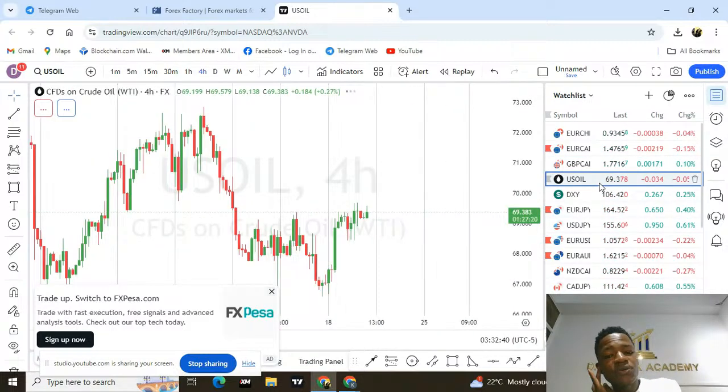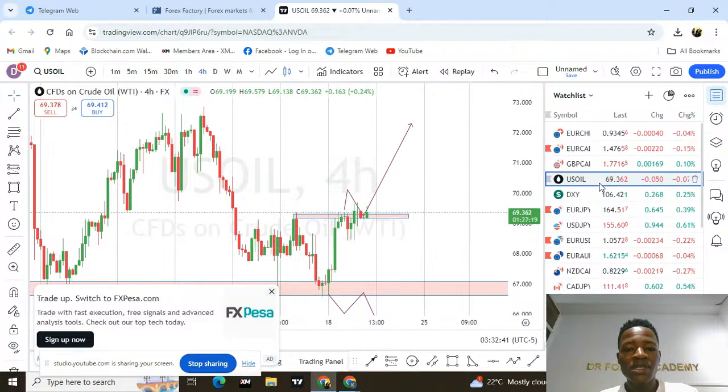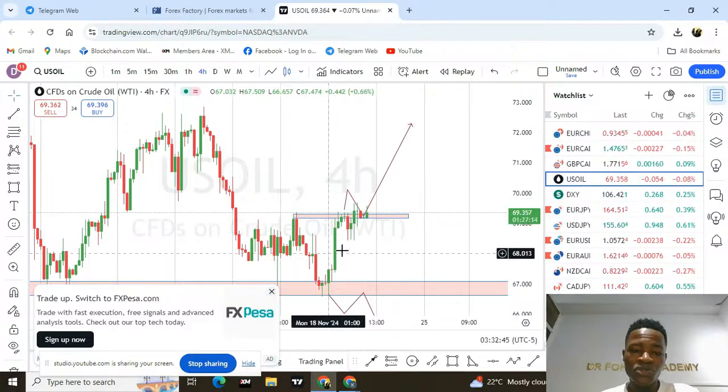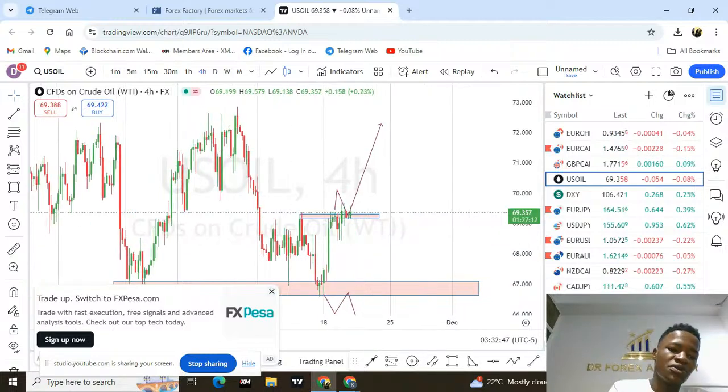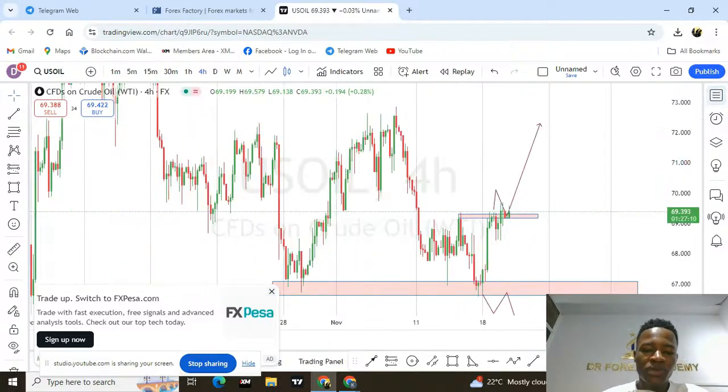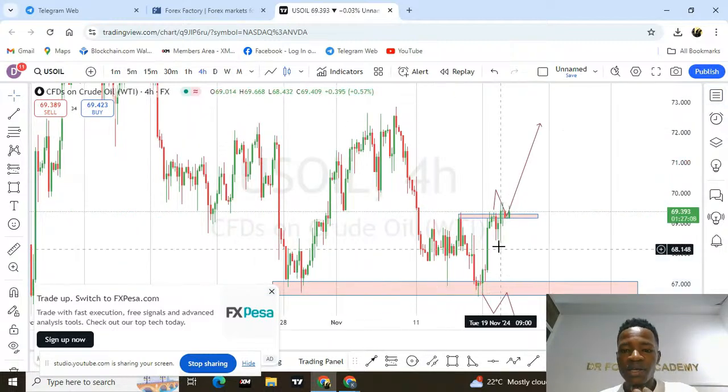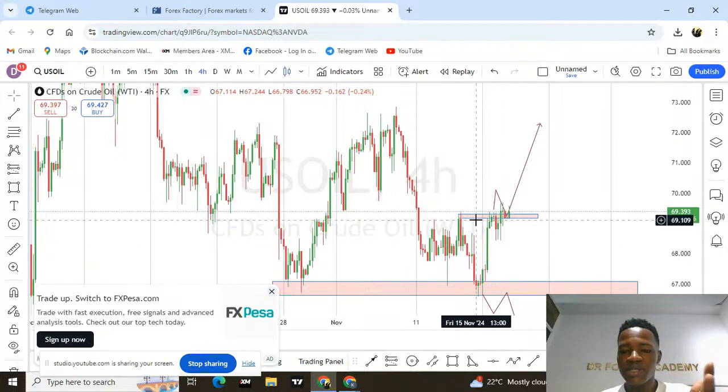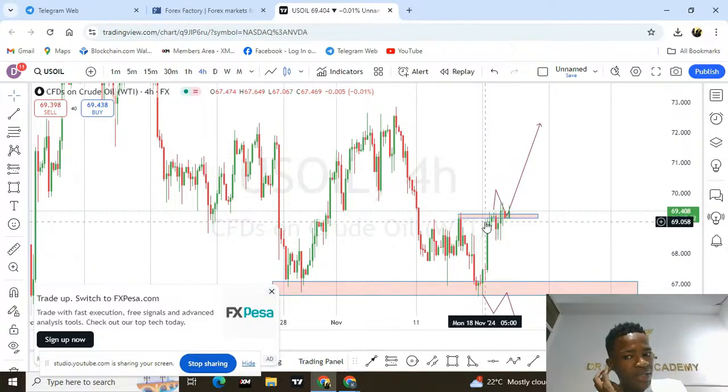US oil. Yesterday we didn't have a view on US oil. We said the market has to break this structure because I'm looking for more buys on US oil, and the reason why is the market is reacting from it. It fails to break this major zone here, and currently the price is trading above the near supply, breaking that structure.